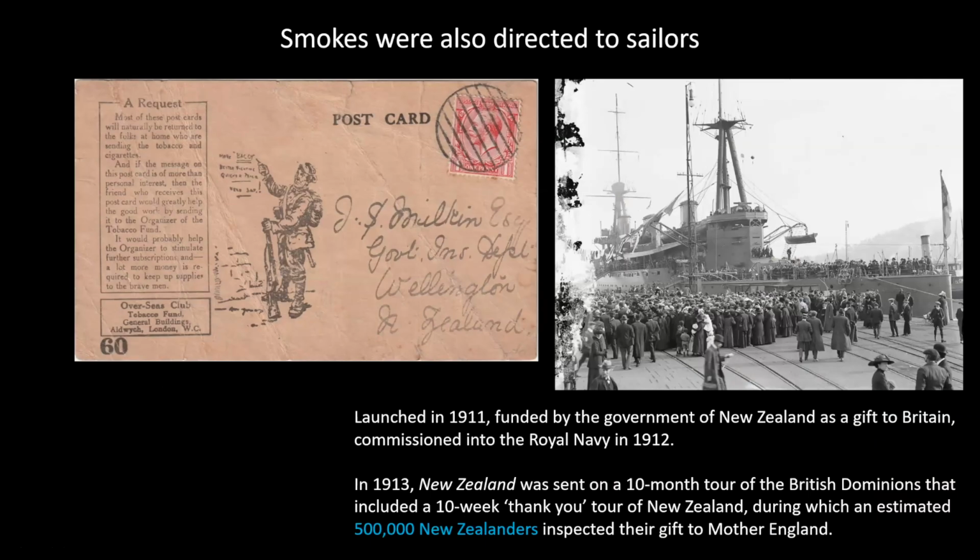It was launched in 1911, I think, and commissioned into the Royal Navy in 1912. And then in 1913, so this is all before the war, it went on a tour around the world. And part of that tour was a 10-week visit to New Zealand, where they went all around New Zealand, and the people of New Zealand could go aboard the ship to inspect it. They called it inspection, but really they could go on to the ship and have a look at the ship because their government had paid for this ship. And so during this 10-week tour, about 500,000 New Zealanders went onto the ship, which was almost half of the population of New Zealand at that time.